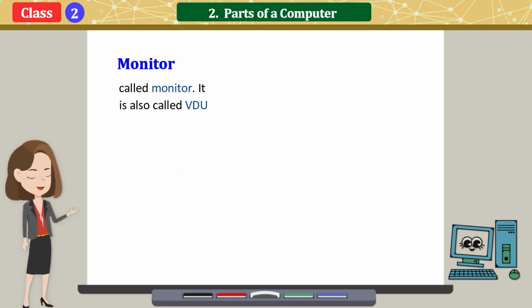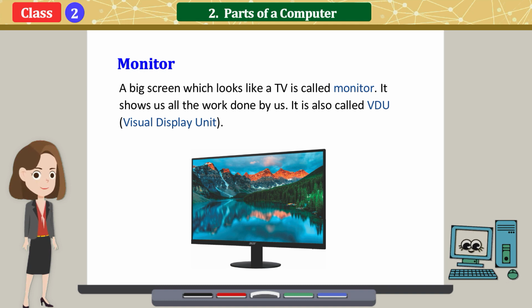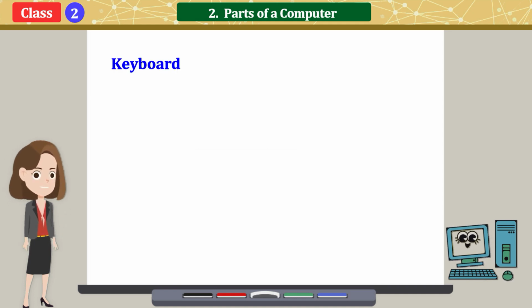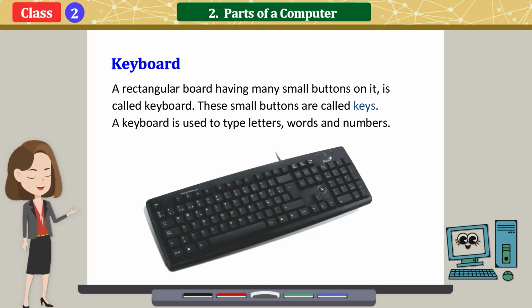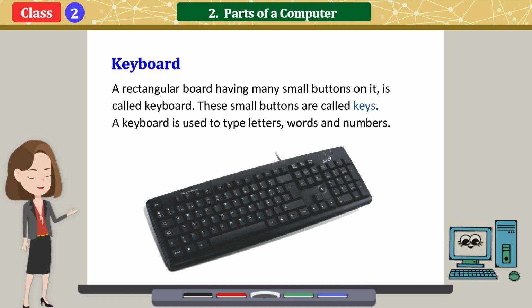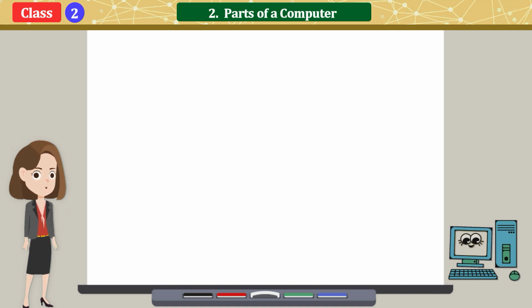Monitor. A big screen which looks like a TV is called monitor. It shows us all the work done by us. It is also called VDU. Keyboard. A rectangular board having many small buttons on it is called keyboard. These small buttons are called keys. A keyboard is used to type letters, words and numbers.